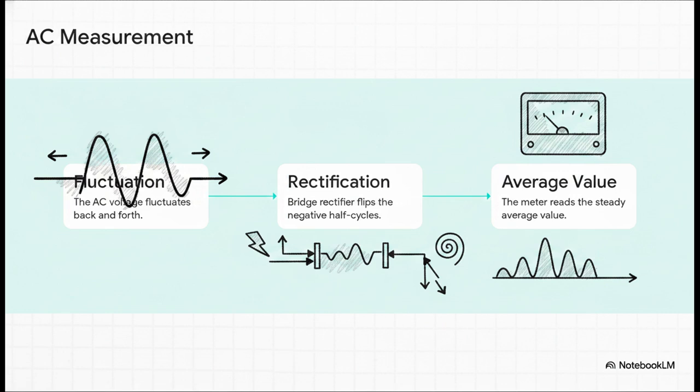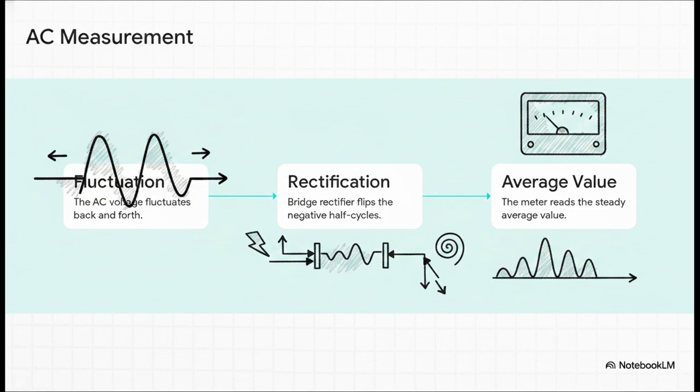Step 1, the AC voltage is doing its thing, fluctuating back and forth. Step 2, the bridge rectifier routes the positive wave through normally, but when that negative wave comes along, it flips it. This creates a steady series of purely positive pulses, something we call pulsating DC. And finally, step 3, because the movable coil inside the meter has actual physical inertia, it just can't vibrate fast enough to follow those rapid-fire pulses. So it naturally settles at a steady deflection that is perfectly proportional to the average value of all those pulses. We literally trick the DC meter into displaying an average AC value.